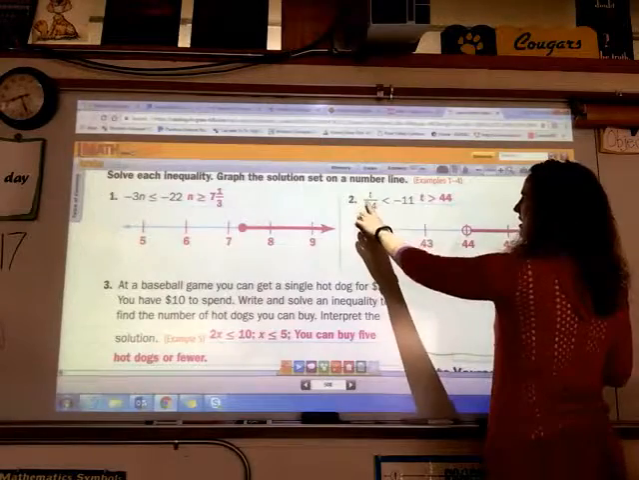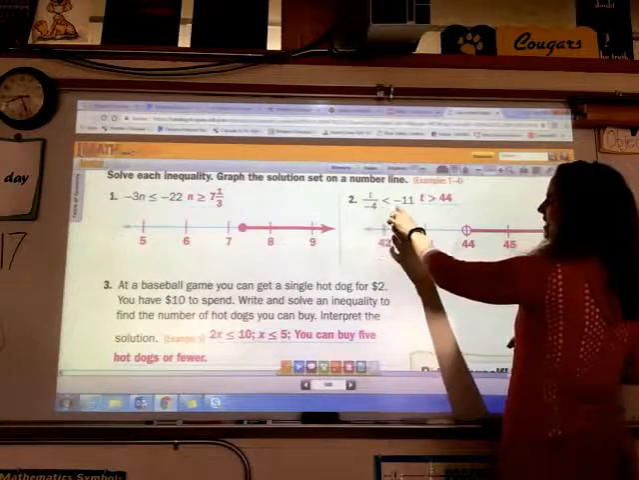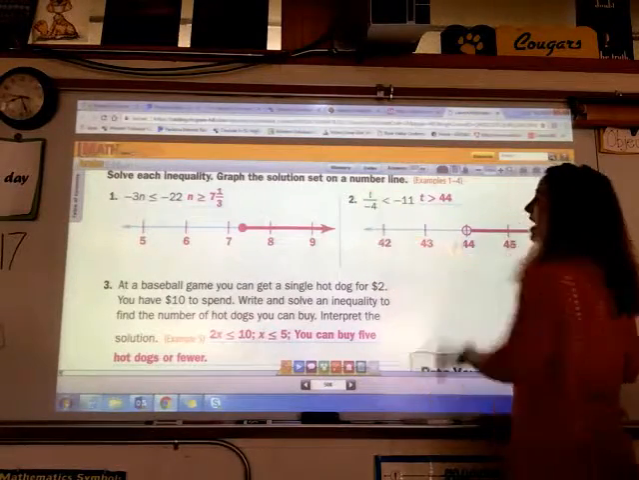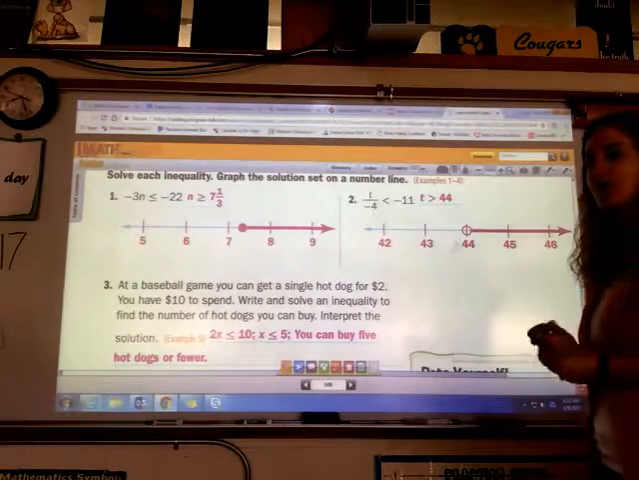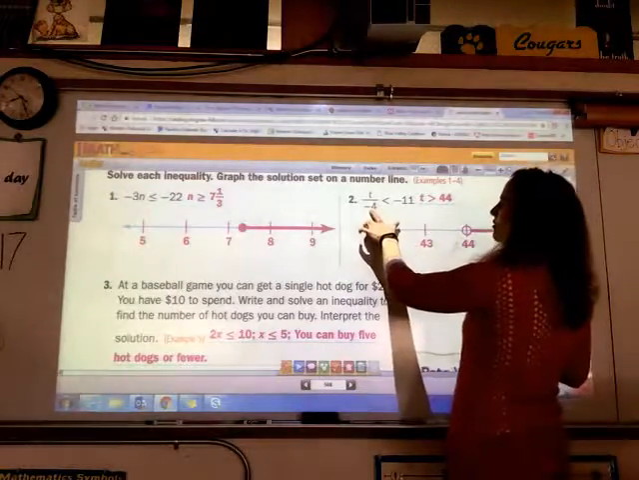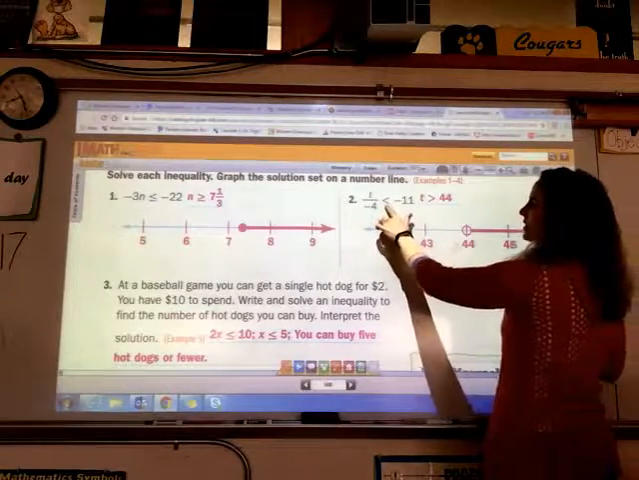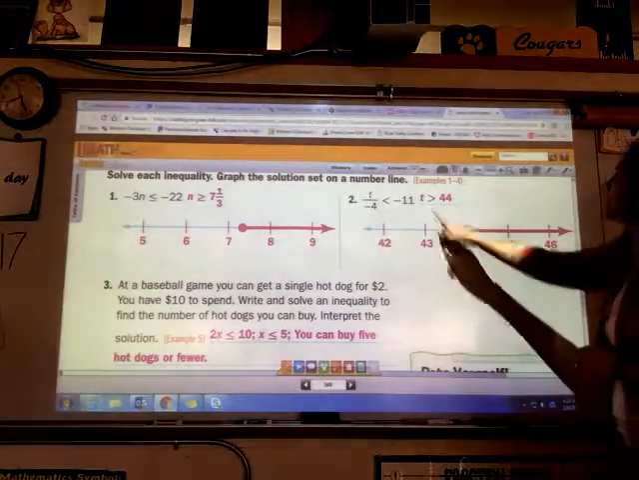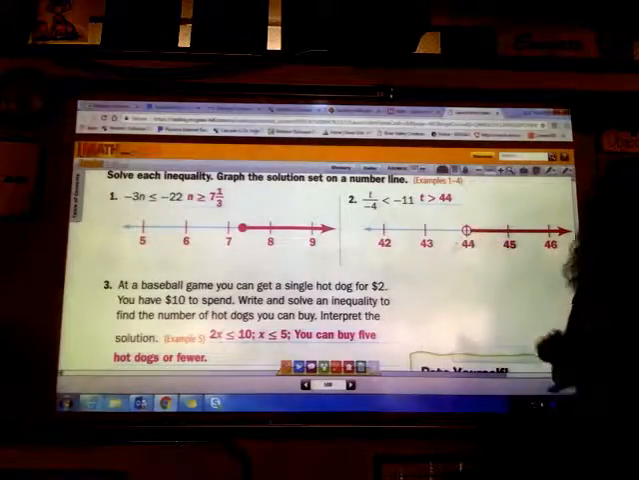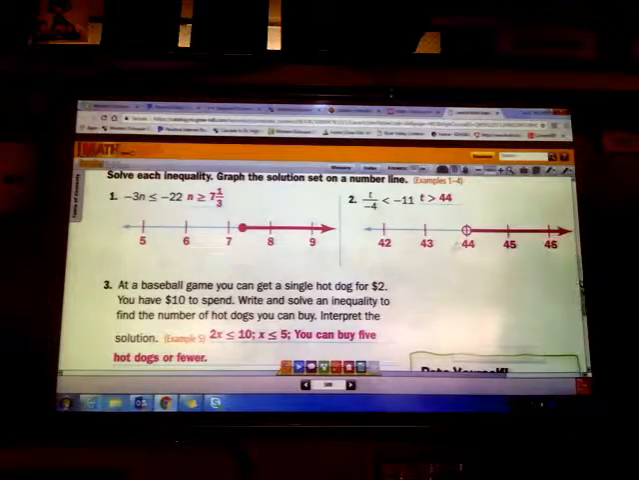Number 2, we're taking t divided by negative 4 is less than negative 11. So the opposite or the inverse would be to multiply both sides by negative 4. Because we're multiplying by a negative, the inequality symbol is going to be reversed. So instead of less than, it becomes greater than. T is greater than 44, open circle, graph to the right.